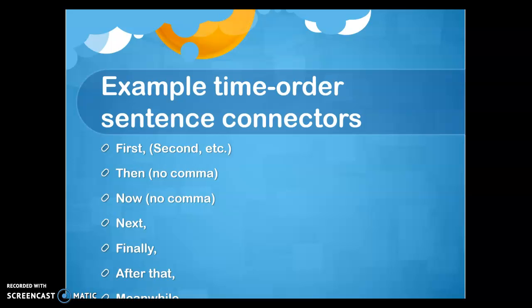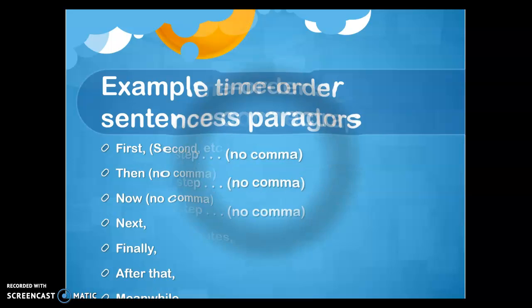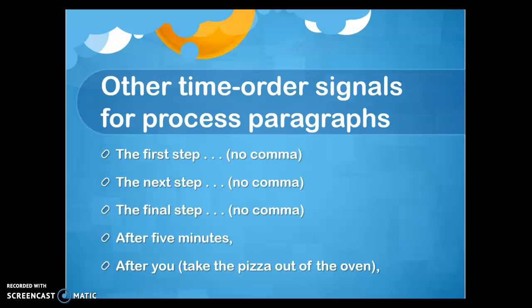These are examples of time order signals. First, then, second, then, no comma, now, next, finally, after that, meanwhile. We've seen some of these in last week's exercise on transition words. Kind of the same thing. Other time order signals for process paragraphs: the first step, the next step, after 5 minutes, after you take the pizza out of the oven.